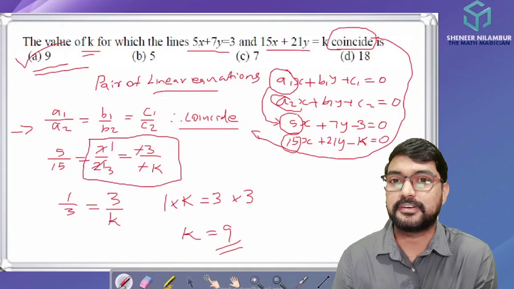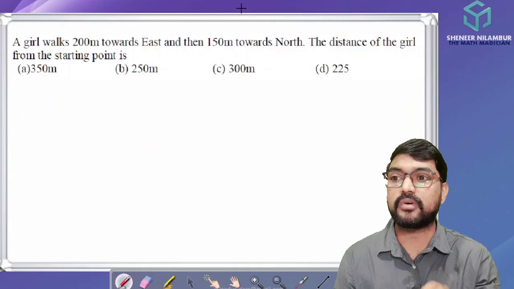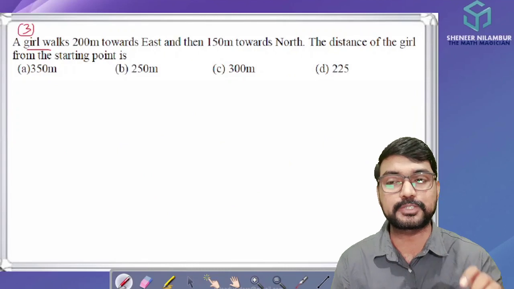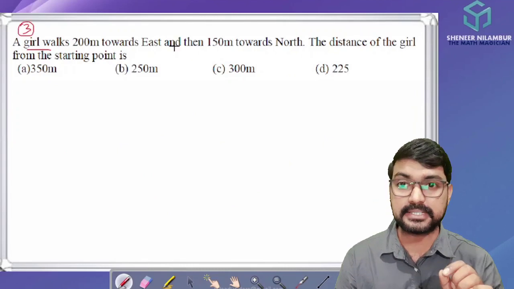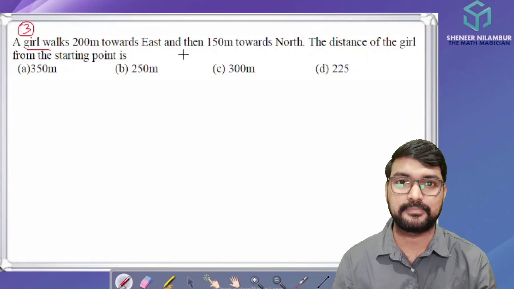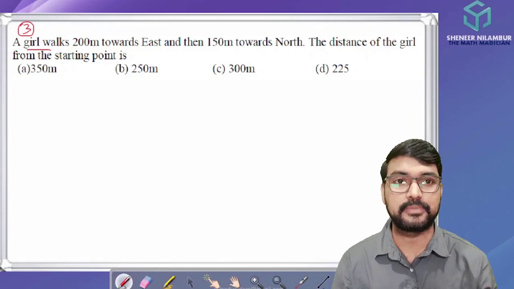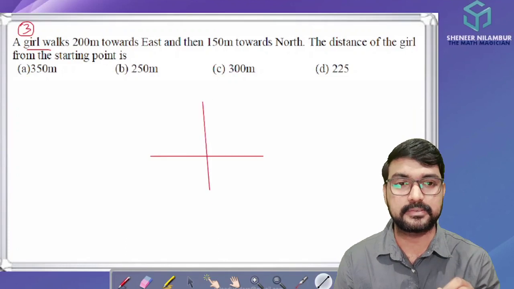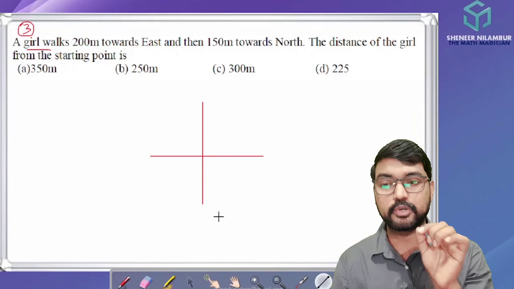Next question, question number 3. A girl walks 200 meters towards east and then 150 meters towards north. The distance of the girl from the starting point is dash. This is a question based on direction. So first we can draw the directions east, west, north, south.